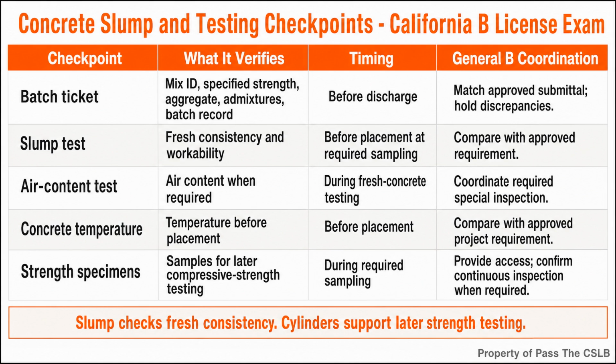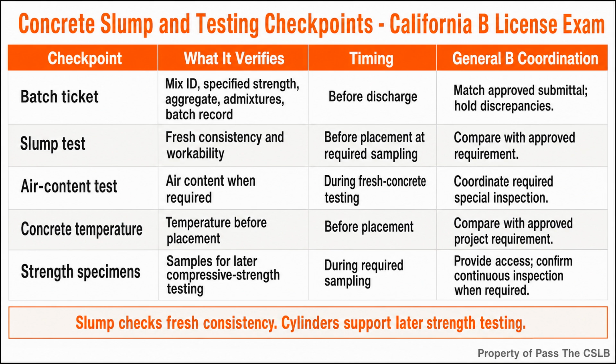The useful question is not simply, is the slump high? The useful question is, does this measured slump comply with the approved requirements, and was it achieved by an approved method? Slump testing is also not a substitute for strength testing. The slump test evaluates the fresh mix at the time of delivery. Strength specimens, commonly cylinders, are fabricated so the concrete can be tested later for compressive strength at the specified ages. One test speaks to fresh consistency, the other speaks to hardened strength. Keeping those purposes separate prevents a lot of bad field decisions.